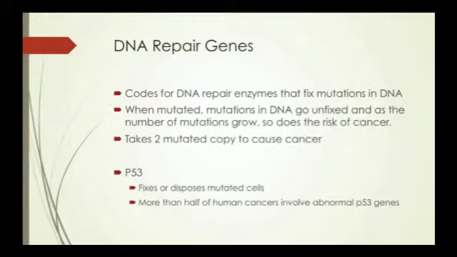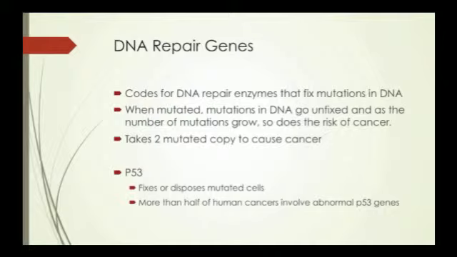The final cancer-causing gene is the DNA repair genes. They create enzymes that fix mutated DNA. So basically, when cells go under transcription and translation, there are mistakes that are made in the DNA, and DNA repair genes go back and they fix those mistakes. But if they're mutated, then nothing can go back and fix those mutations. So over time, those mutations start to accumulate. And if one of those mutations or a few of those mutations occur at a cancer-causing gene, then the person is more likely to get cancer.